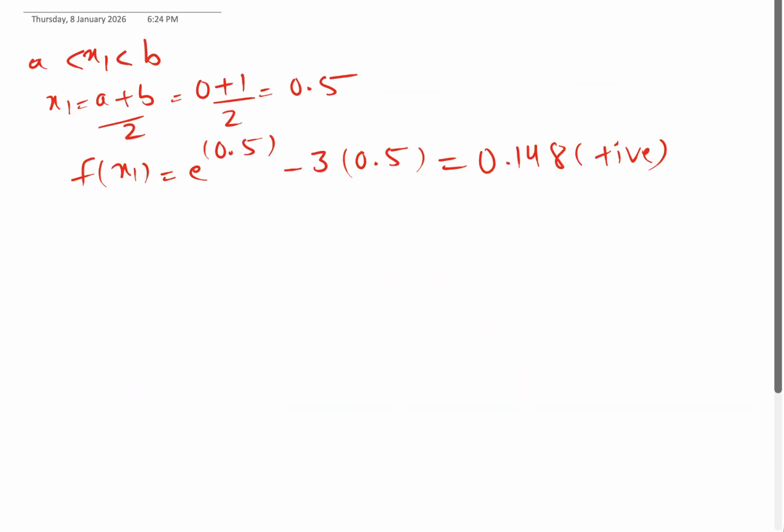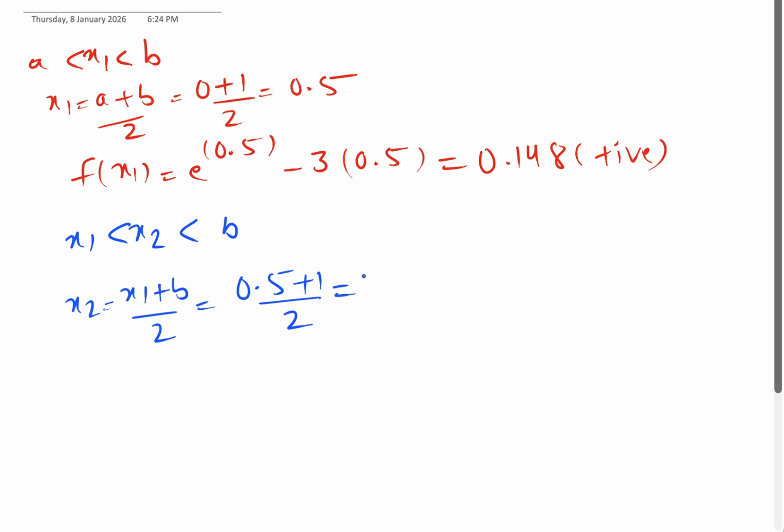Let's take another approximation. Let's say it is x2, so I have told you it will be between x1 and b. So x2 equals (x1 plus b) upon 2. x1 is what? (0.5 plus 1) upon 2, which will be 1.5 divided by 2, 0.75.